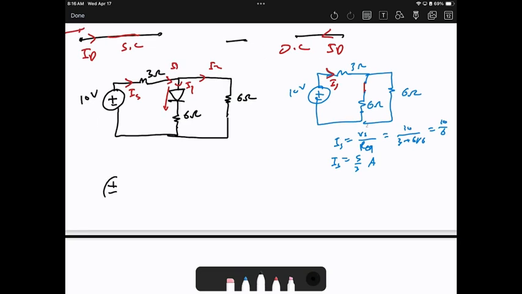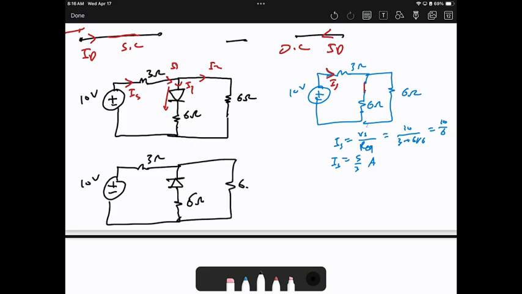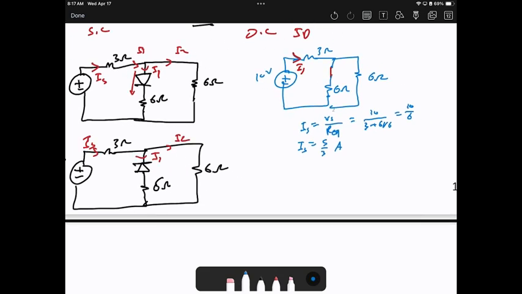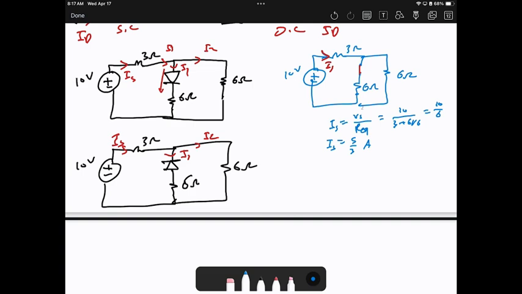Another example. I'm going to assume the same scenario, 10 volts, 3 ohms, but I'm going to make the diode in the opposite direction. In this scenario, the current here will be IS, then it will split into I1 and I2. Now, do you think I1 will flow in the diode? No, because it's in the opposite direction. So what we need to do is replace the diode with an open circuit.